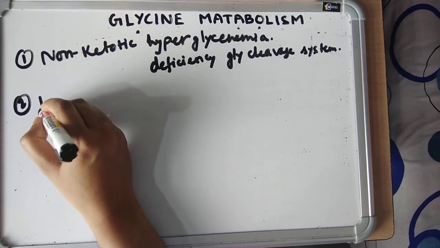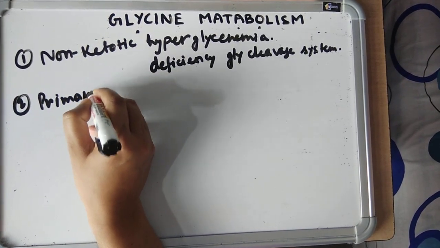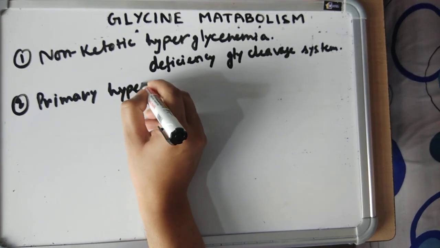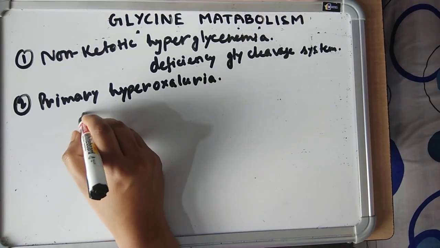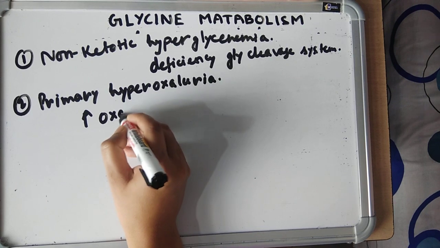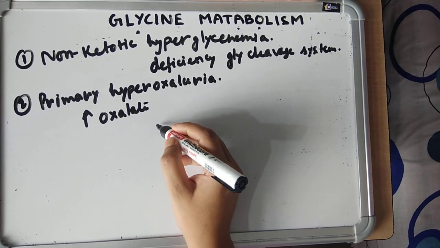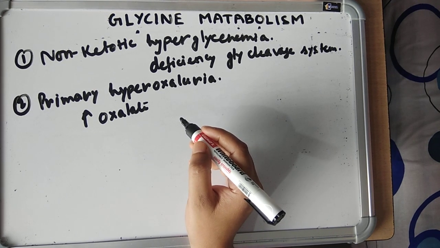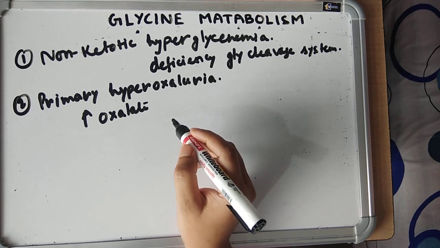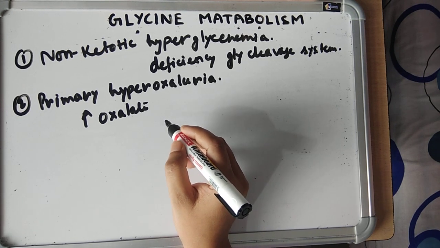Number 2 is primary hyperoxaluria, where there is increased production of oxalate. So there is increased excretion of oxalate in urine, which causes renal stones. It can cause renal colic or renal pain and hematuria, that is blood in urine. So this is a protein targeting defect where the normal location of the enzyme alanine glyoxylate aminotransferase is shifted from peroxisomes to mitochondria, so it becomes inactive.